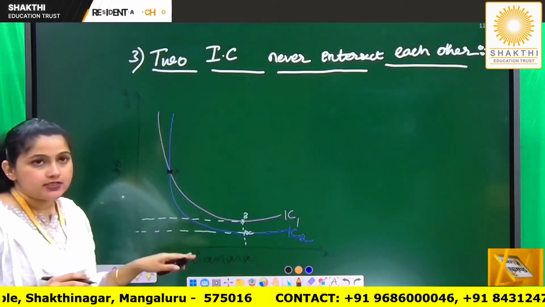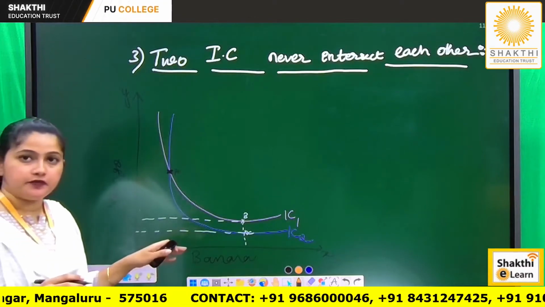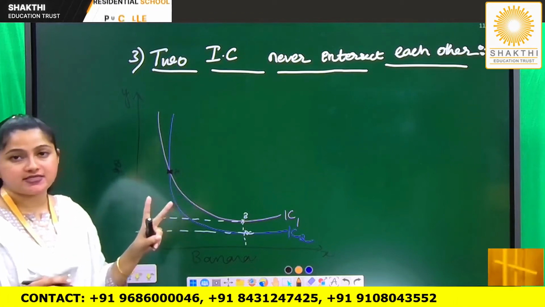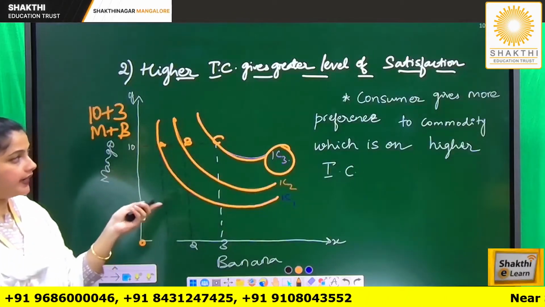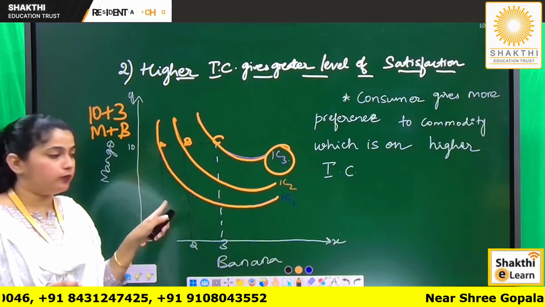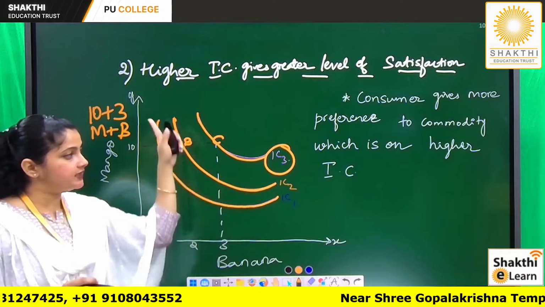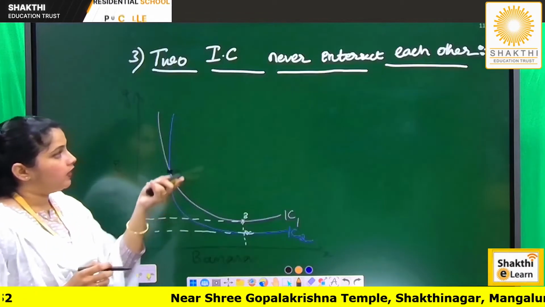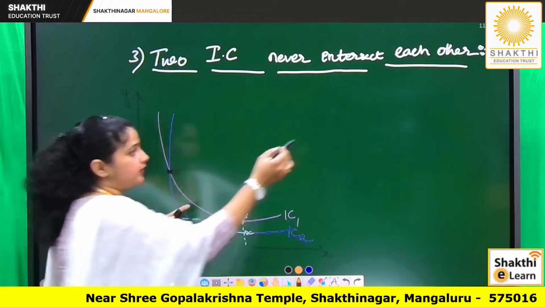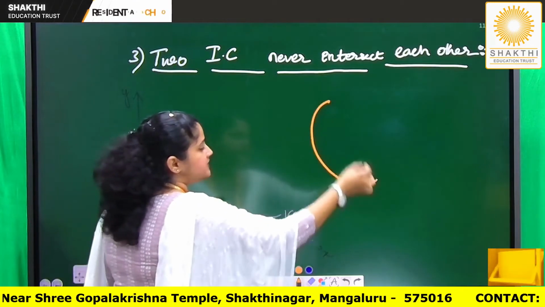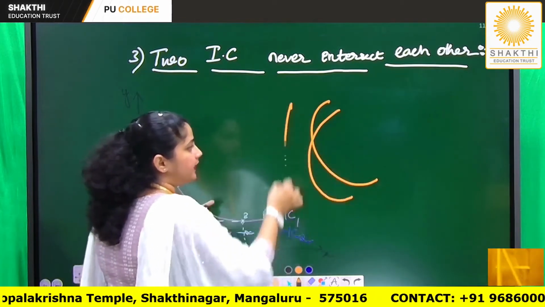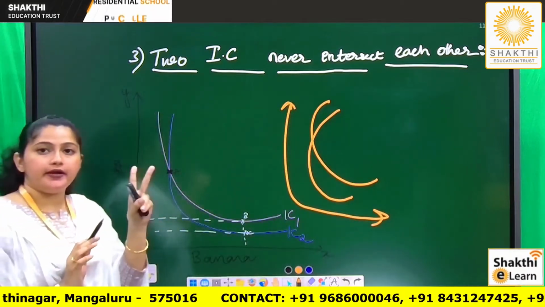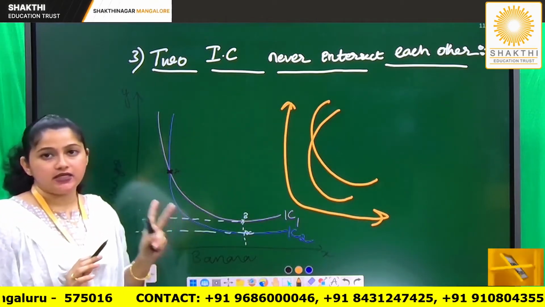Coming to the last point of the features of indifference curve: two indifference curves will never intersect each other. In my previous graph you might have seen there are 3 IC curves which never intersected each other, isn't it? Over here I have drawn 2 curves which intersect each other, and this particular thing will never happen. Two indifference curves never intersect each other.